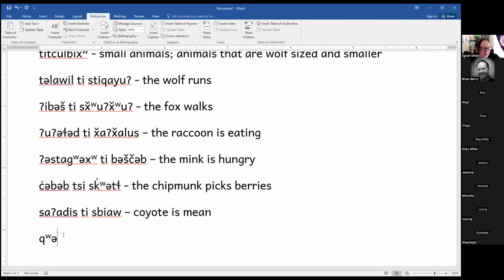Qual is porcupine. Let's do qual. It's got that glottalized L, so you're just going to kind of stop it. Qual. Ebush. Ebush is to wander around. So the porcupine.